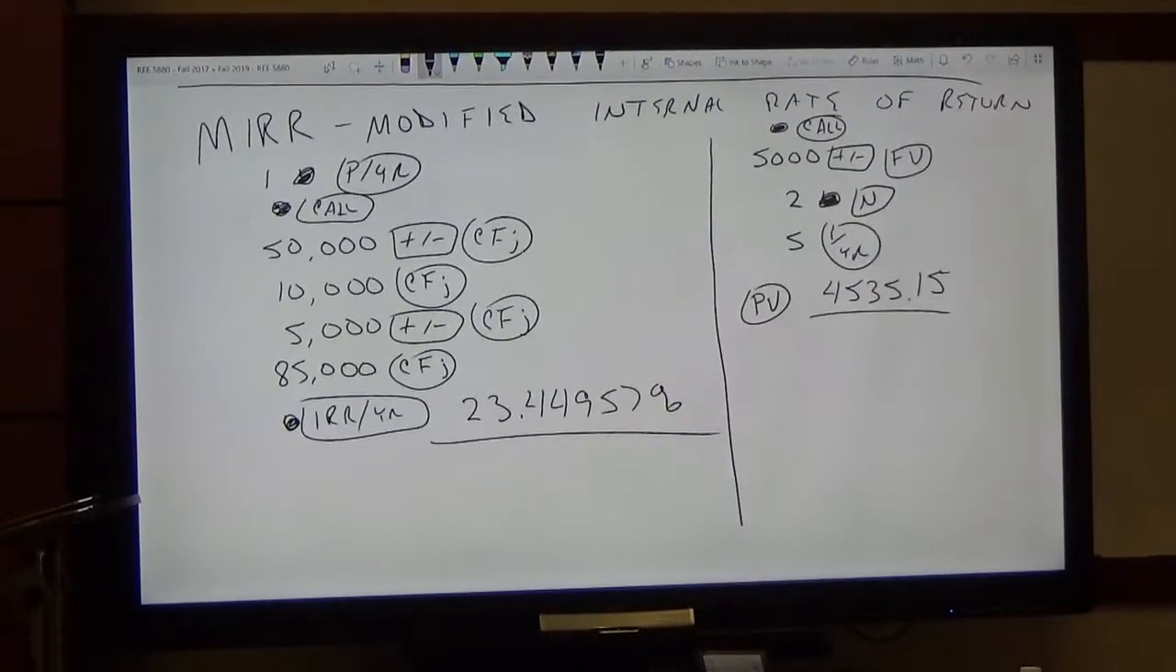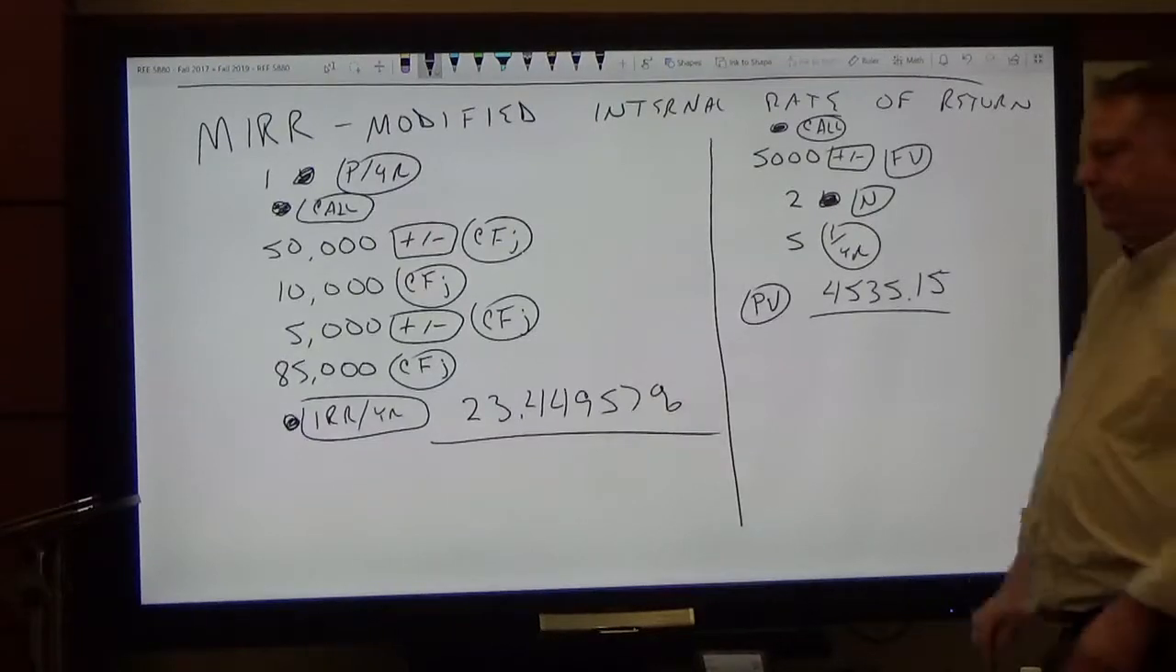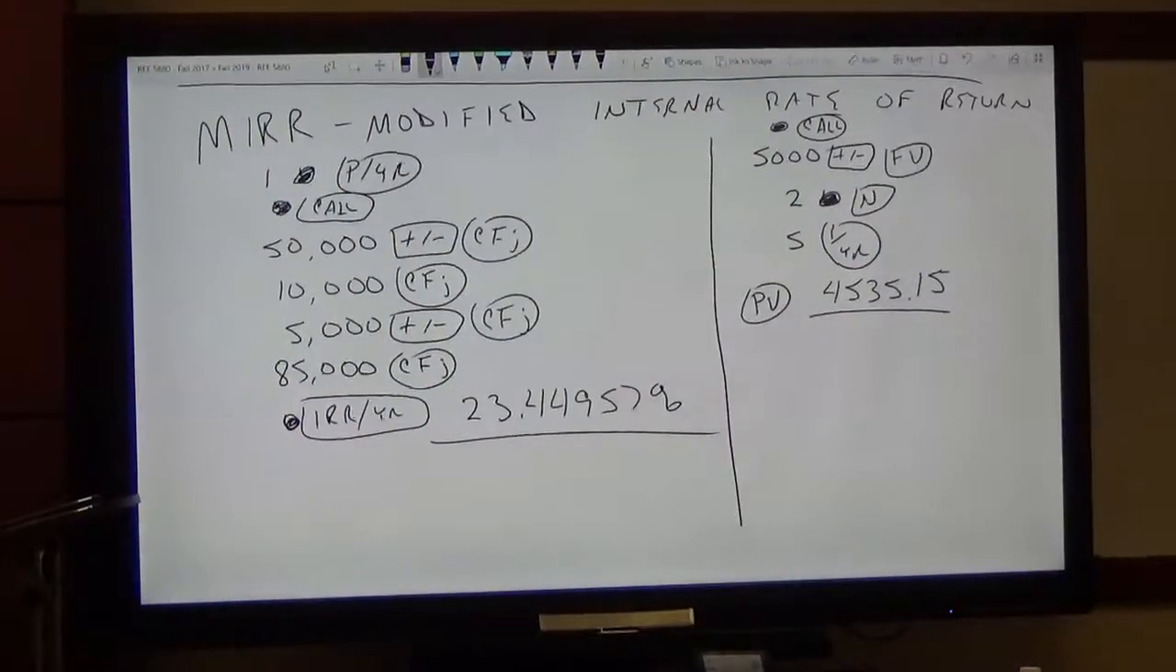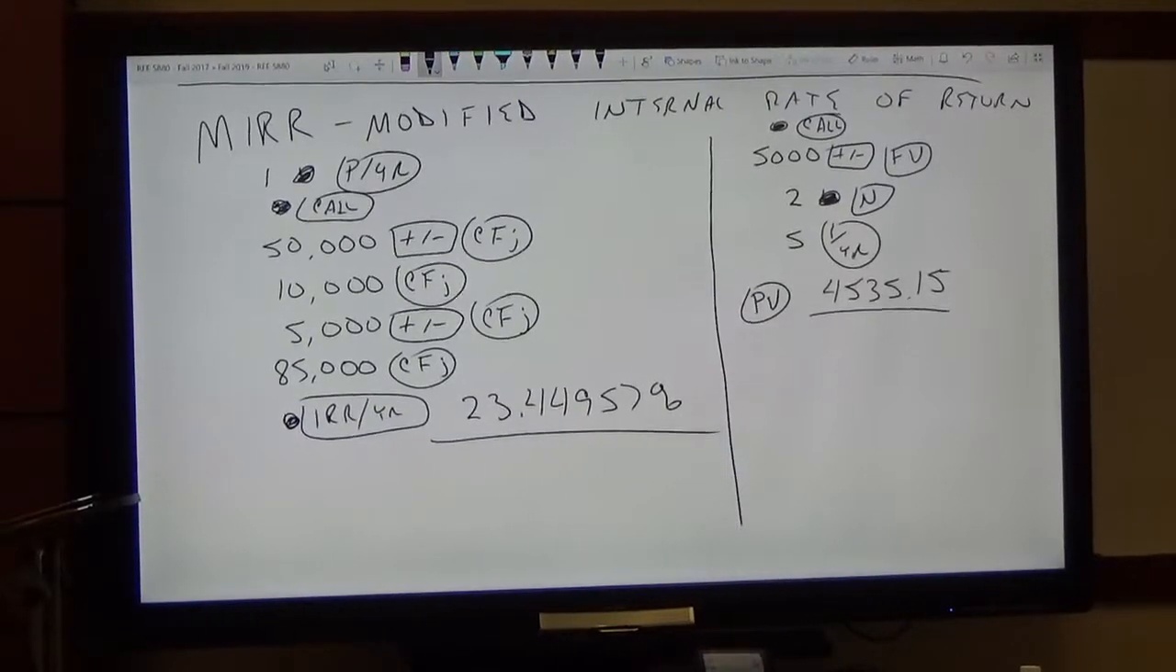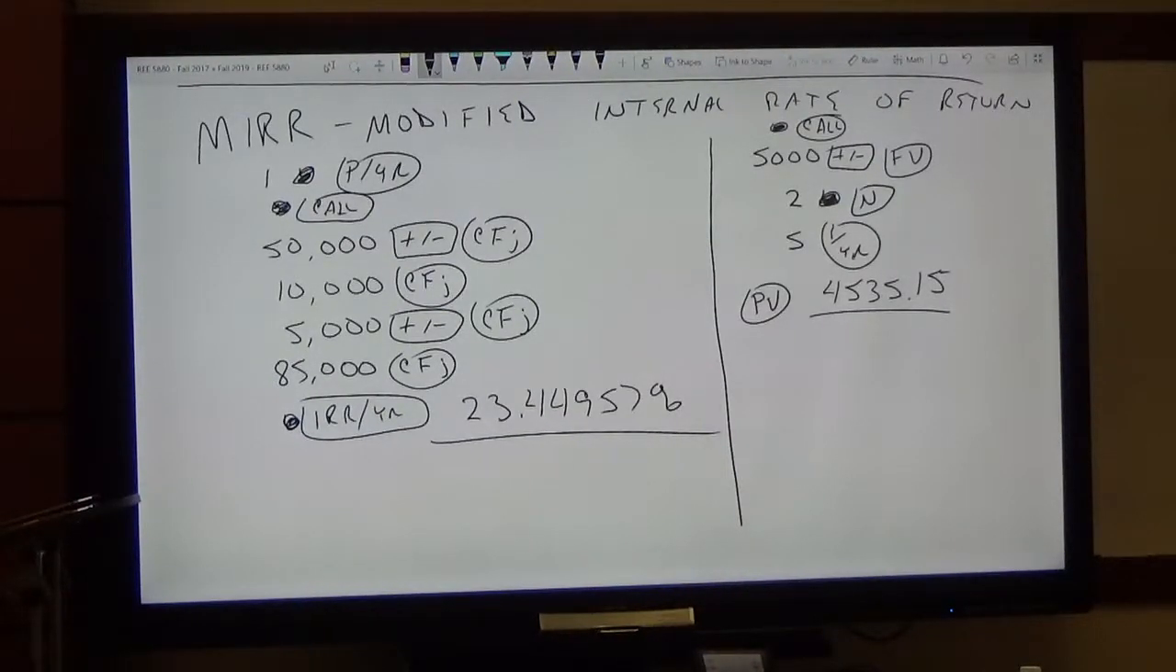Yes? Okay, so let's just for fun, let's say that we change that financing rate to 7%. Okay, well, let's do it over here. 7%.